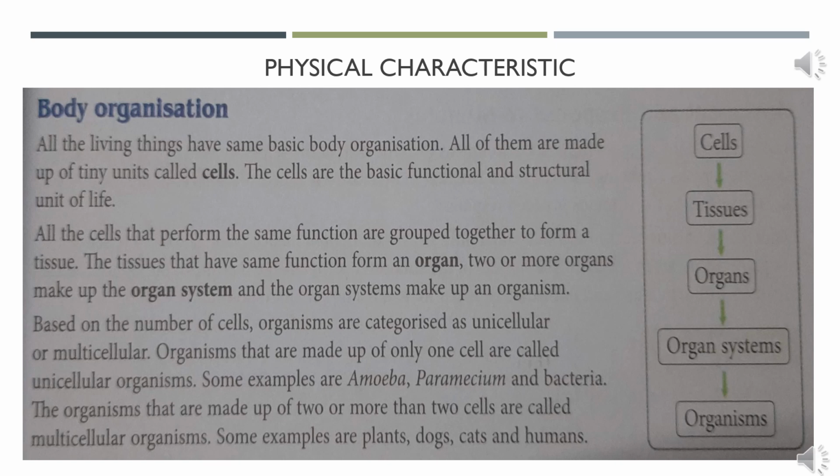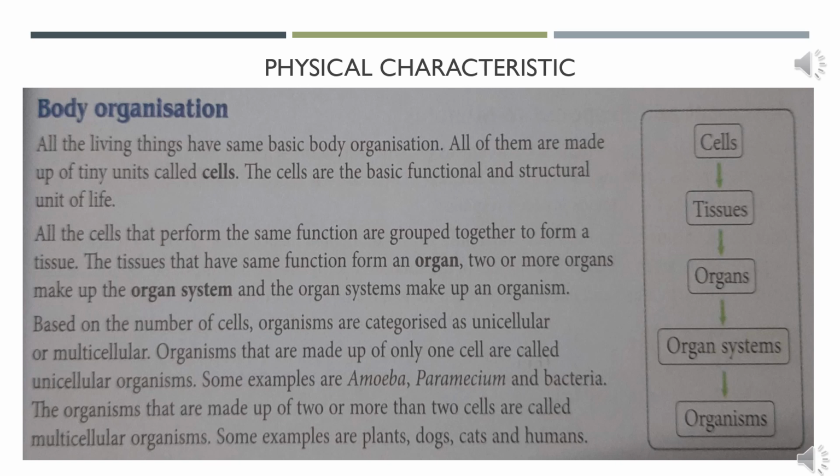Two or more organs make up the organ system. For example, heart, complete heart system, complete stomach system, complete kidney system, complete lung system, etc. When they are taken together, they form an organ system. And the organ system makes up an organism.